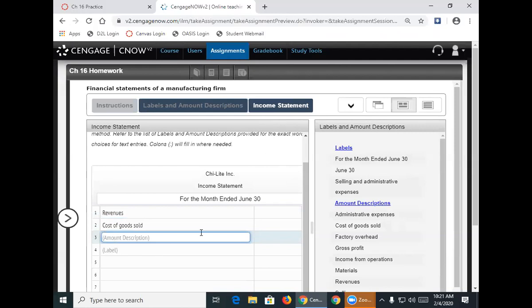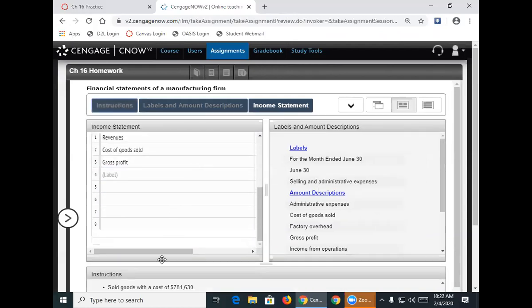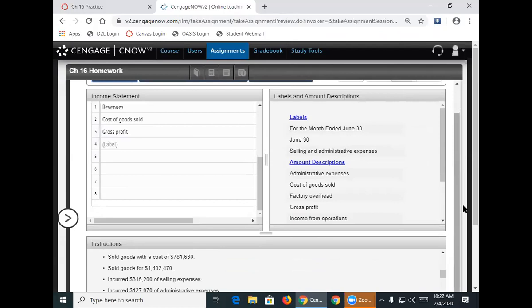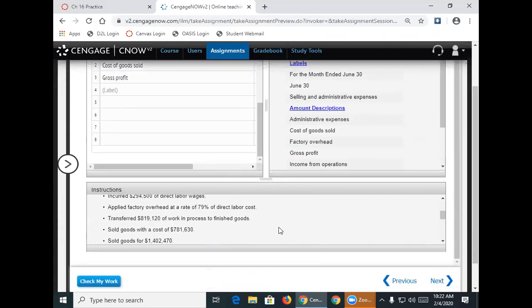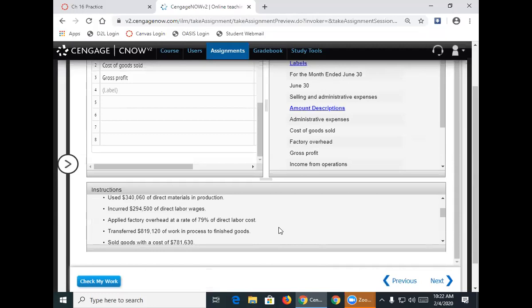And what's revenue minus cost of goods sold? It's the gross profit. Very good. Gross profit. Okay. So I'd have to look at the instructions. They're down here. They actually give you a lot of extra stuff on this one.